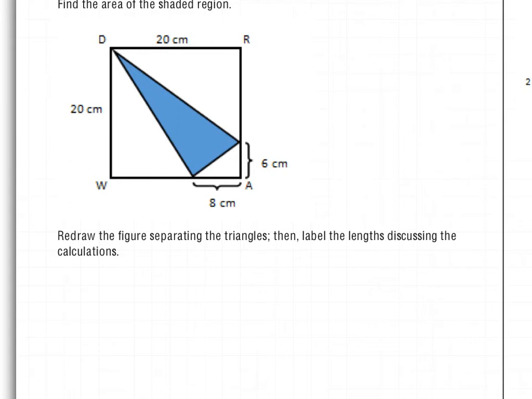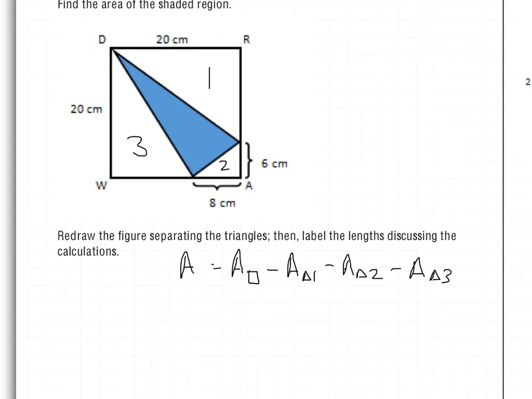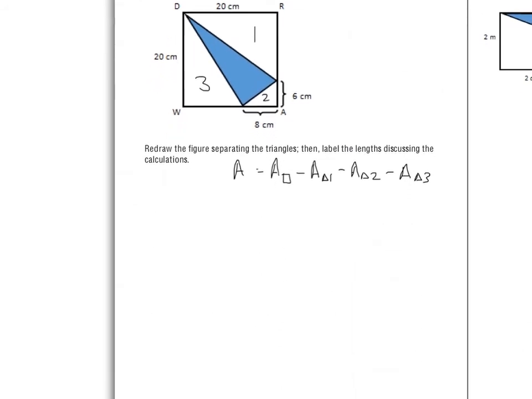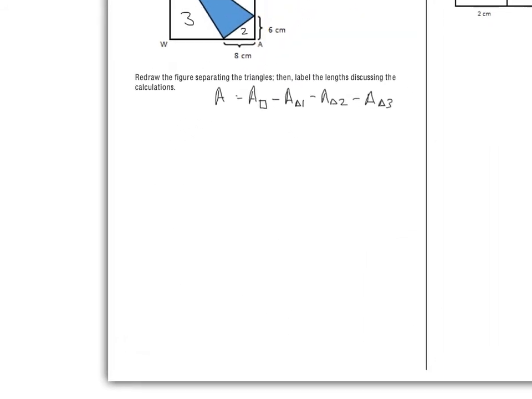The equation that you and your team should have written was that the area of the shaded region is equal to the area of the square, or the area of the rectangle, minus the area of triangle 1, minus the area of triangle 2, minus the area of triangle 3. I recognize here that there is one triangle, two triangles, and three triangles that were taken away. In order to find the area of this shaded region, I'm going to need to find the area of 4 different things. I'll go ahead and do that work down here.